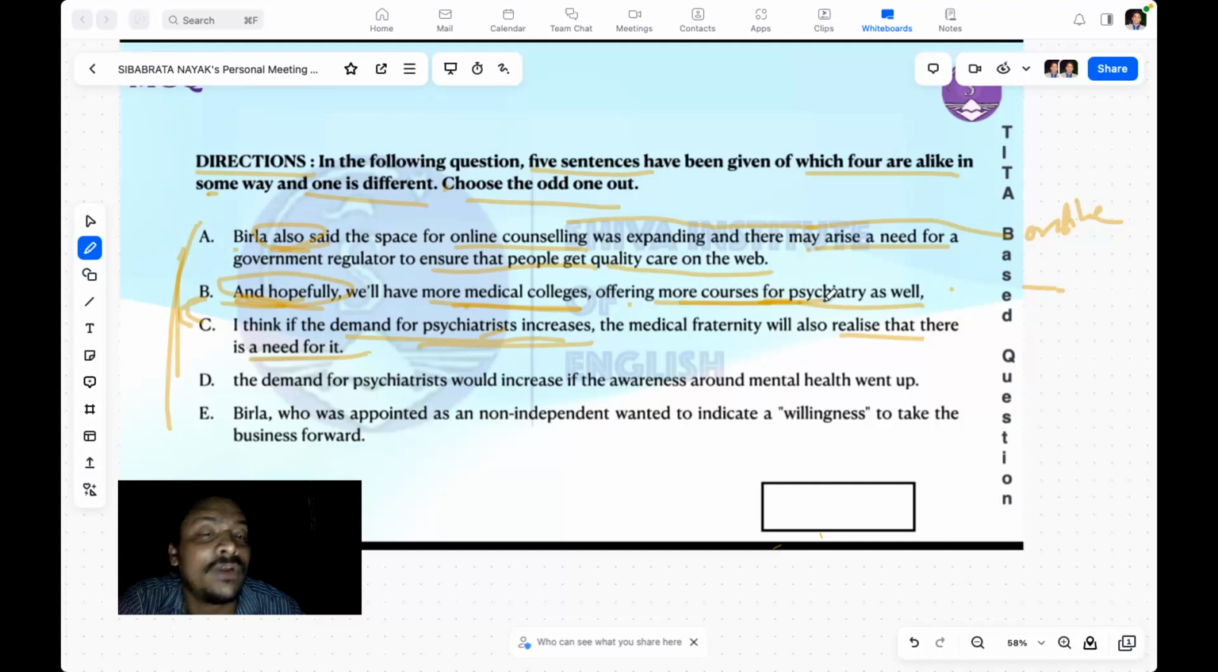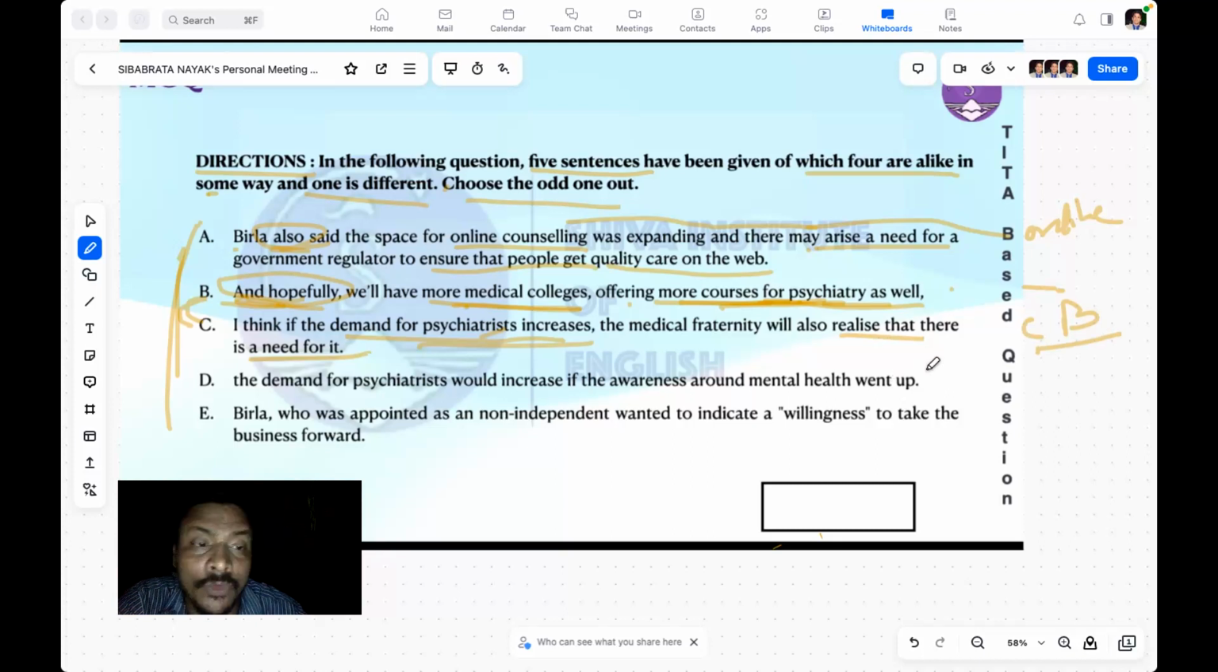Or you can say medical colleges that offer more courses for psychiatry as well, isn't it? So B and C make a kind of a sequence, or you can say C is the thought of what? Demand for psychiatrists, right? And that's why medical colleges are needed more, right? And they need to offer also more courses for psychiatrists, isn't it? So in that case, we consider option C and B make one pair.